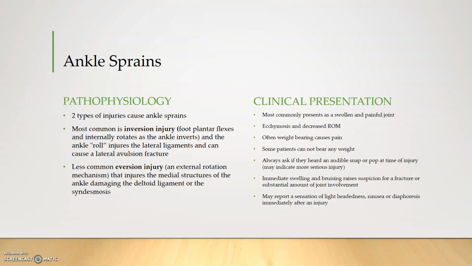Pathogenesis: there are two kinds of injuries that cause ankle sprains. The most common is an inversion injury. The foot plantar flexes and internally rotates as the ankle inverts. In this roll injury, the lateral ligaments are injured, and it can cause a lateral avulsion fracture, so you have to keep that in mind. The less common is called an eversion injury, or an external rotation mechanism, and this injures the medial structures of the ankle, damaging the deltoid ligament or the syndesmosis. So those are the two kinds.